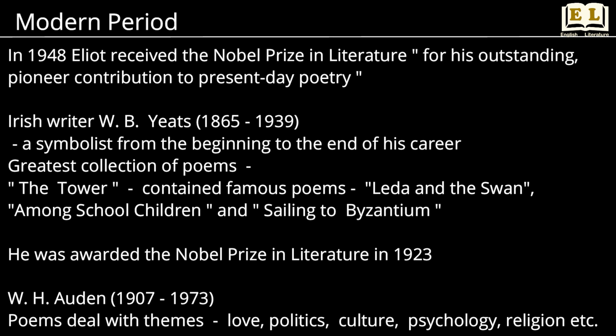Irish writer W.B. Yeats was another significant figure in modern poetry. He was a symbolist from the beginning to the end of his career. His greatest collection of poems is The Tower, which contained famous poems like Leda and the Swan, Among School Children, and Sailing to Byzantium. He was awarded the Nobel Prize in Literature in 1923.